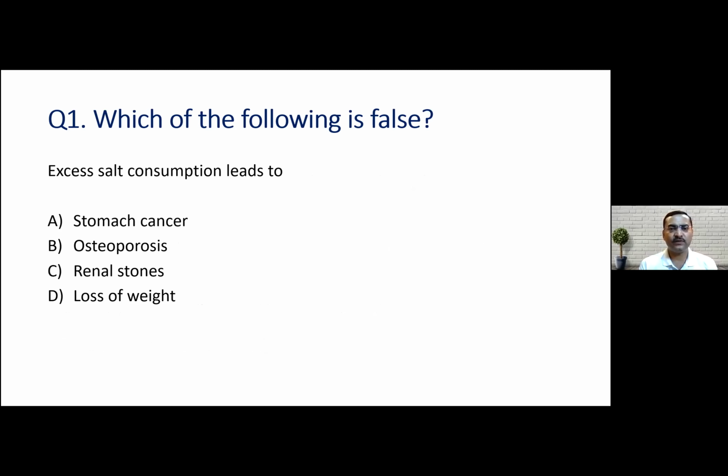So which of the following is false? Excess salt consumption leads to A, stomach cancer, B, osteoporosis, C, renal stones, or D, loss of weight. Which of the following is false? There are 4 options in front of you. Excess salt consumption leads to all of the following except one. Something here is false. Which of the 4 options is false?